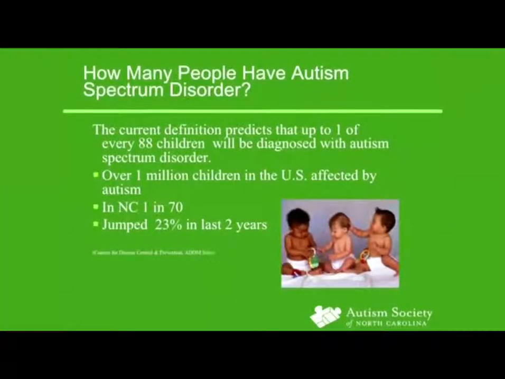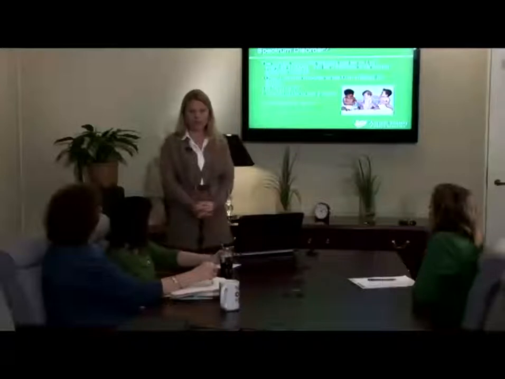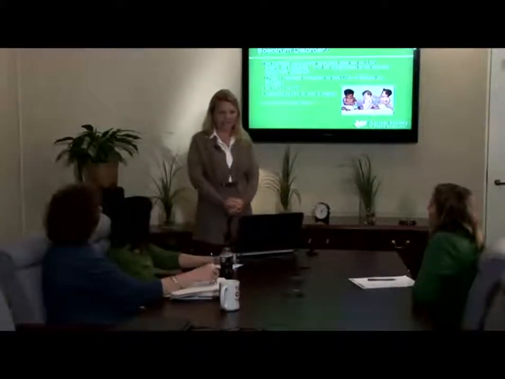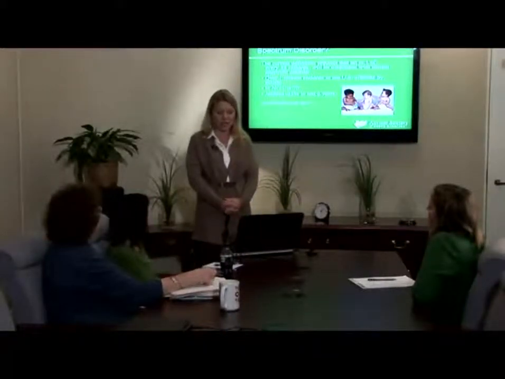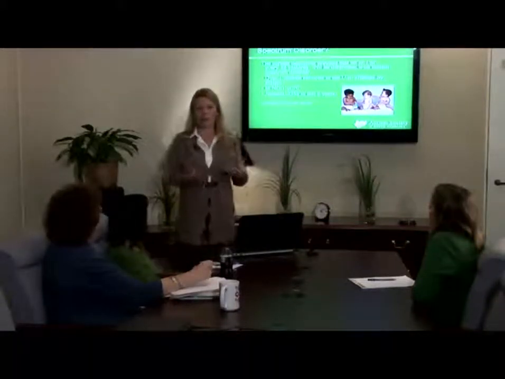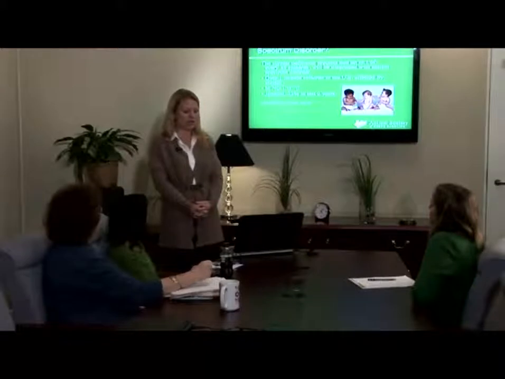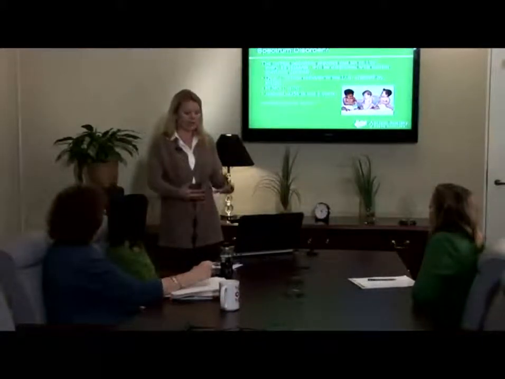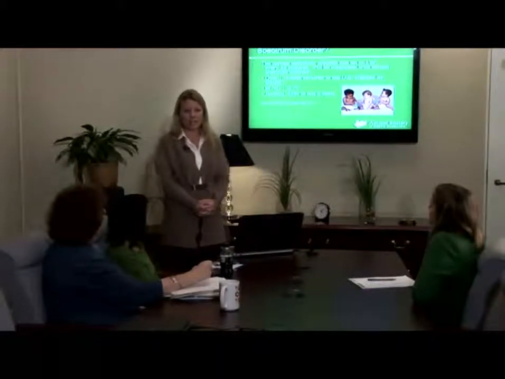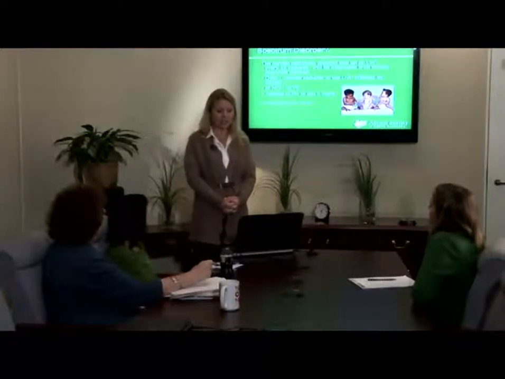Currently, the definition predicts that out of every 88 children born, one will be diagnosed with an autism spectrum disorder. This is a huge leap. When I started with the Autism Society in '96, it was 1 in 1,500. That's a giant jump. So why is this happening? That's the big question that's looming over everyone's head. Over 1 million children in the United States are affected by autism, and that includes Asperger's. In North Carolina, the number is even higher, with 1 in 70 children with an autism spectrum disorder.